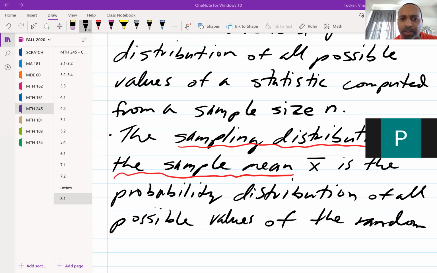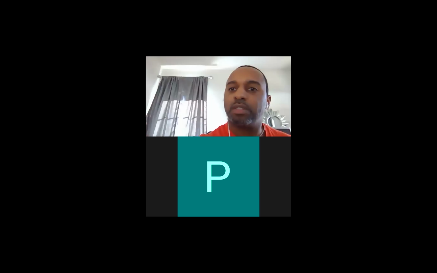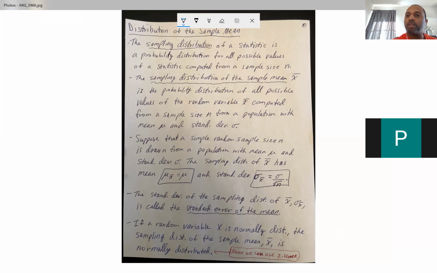This one: sample distribution, proportion, sample mean. All right. Give me one second, y'all. I got these written up already. All right. That should be good. Can y'all see that okay?